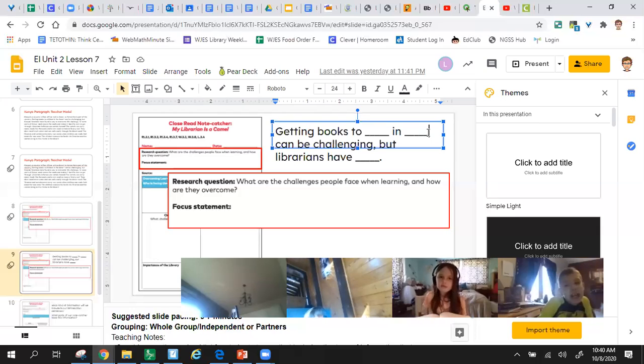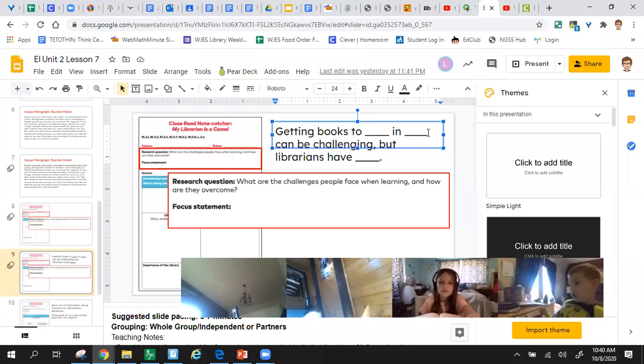Okay, are we all there? Have you written that? Getting books to, who are the people and where are they? Now, if you want to challenge yourself, you could say, like me, isolated communities or something a little bit more involved. If you're just wanting to write students or children, that's okay too. Getting books to, but challenge yourself if you're capable, okay?